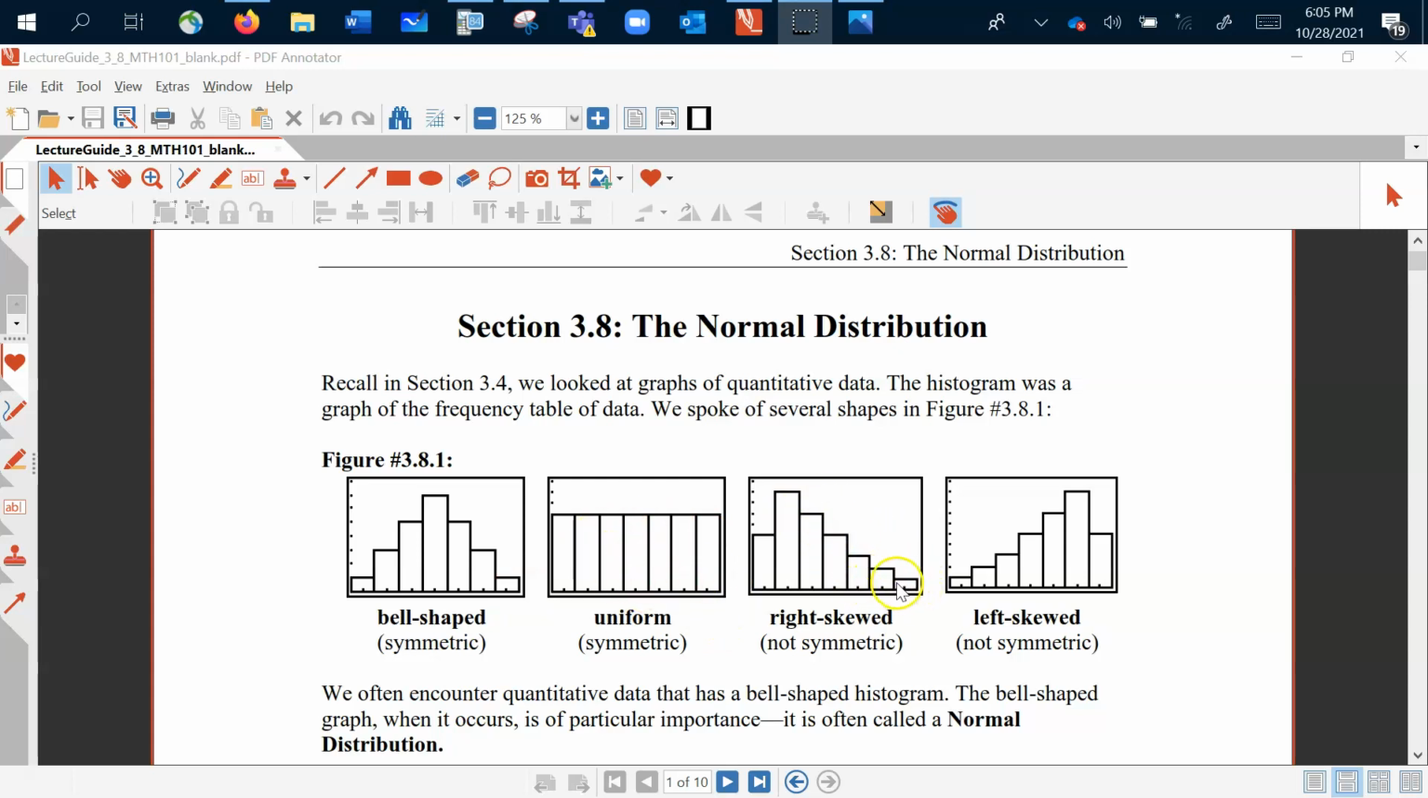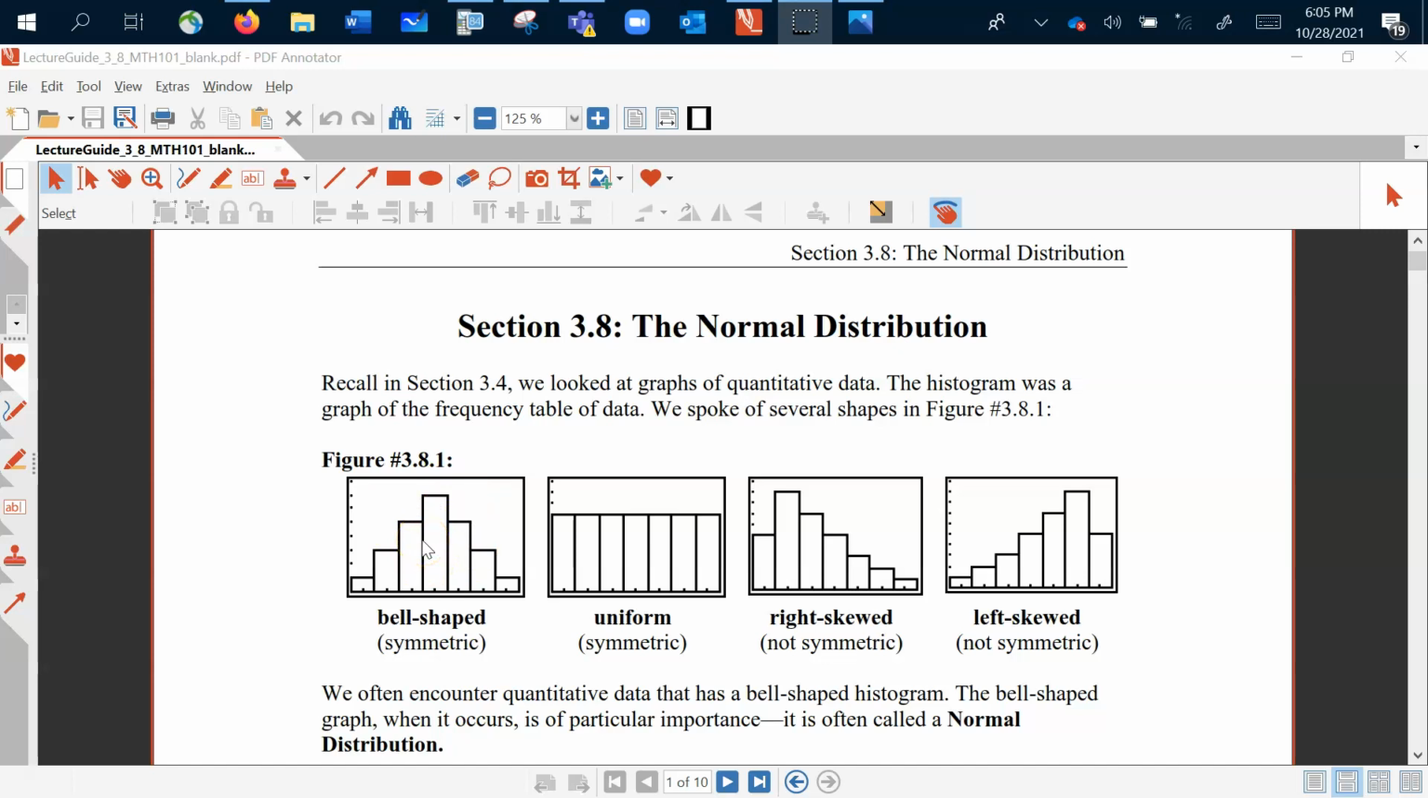Notice the tail here on the right is small and narrow. Or it could be left-skewed. Again, here the tail on the left is small and narrow. Now these aren't all of the different shapes that a histogram can take, but these are some classic shapes that histograms often take. Now the bell-shaped graph of the histogram is one of particular importance.